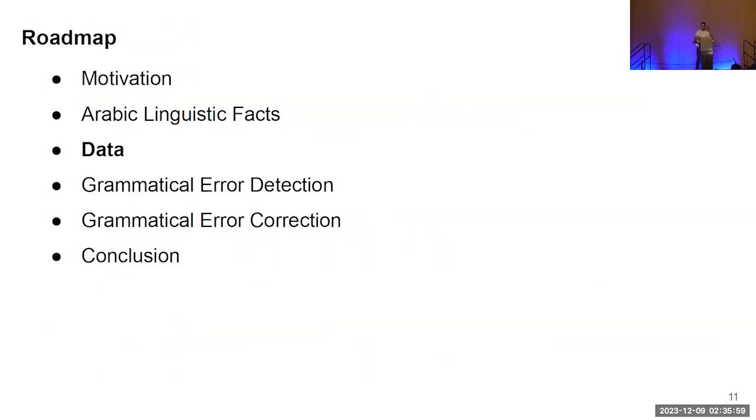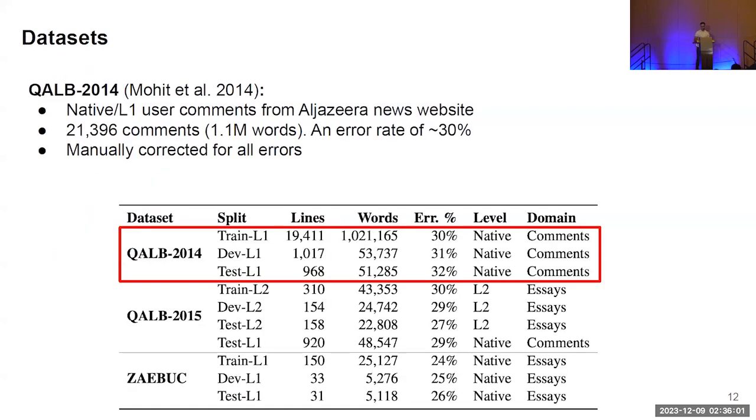Now, in terms of the datasets that we use, we start off with the QALB 2014 shared task data that consists of about 21,000 comments that were written by Arabic native speakers. The comments have an error rate of about 30%, and all of these comments were manually corrected.